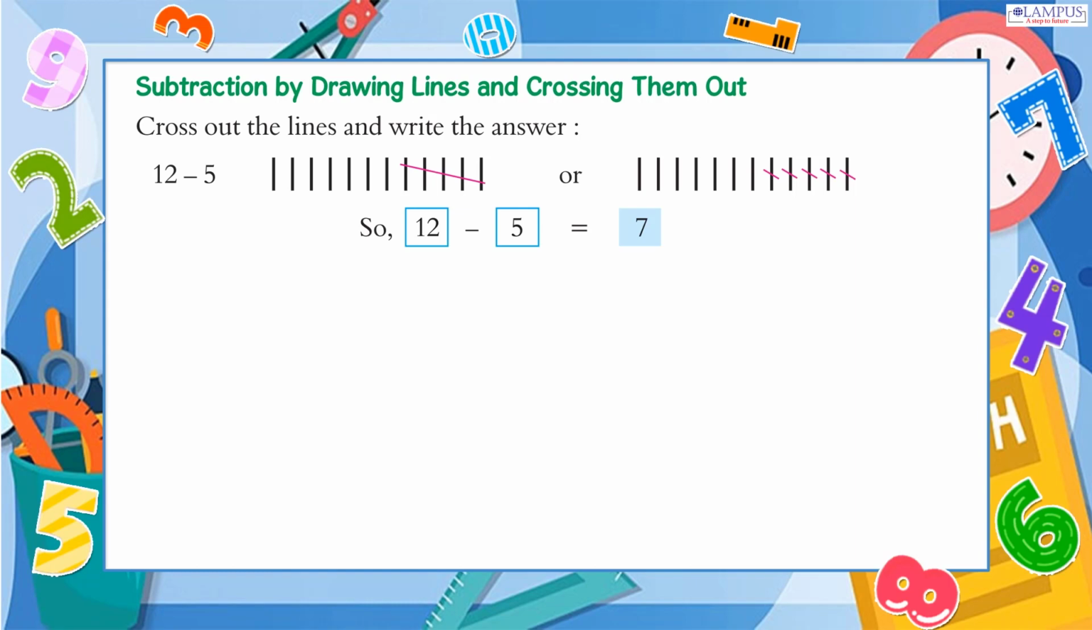Subtraction by drawing lines and crossing them out. Cross out the lines and write the answer. 12 minus 5. So, 12 minus 5 equals 7.